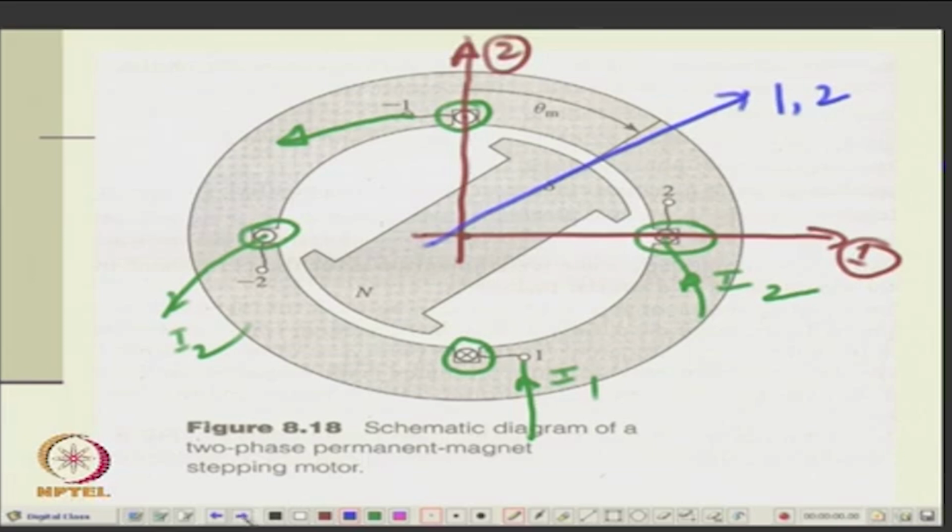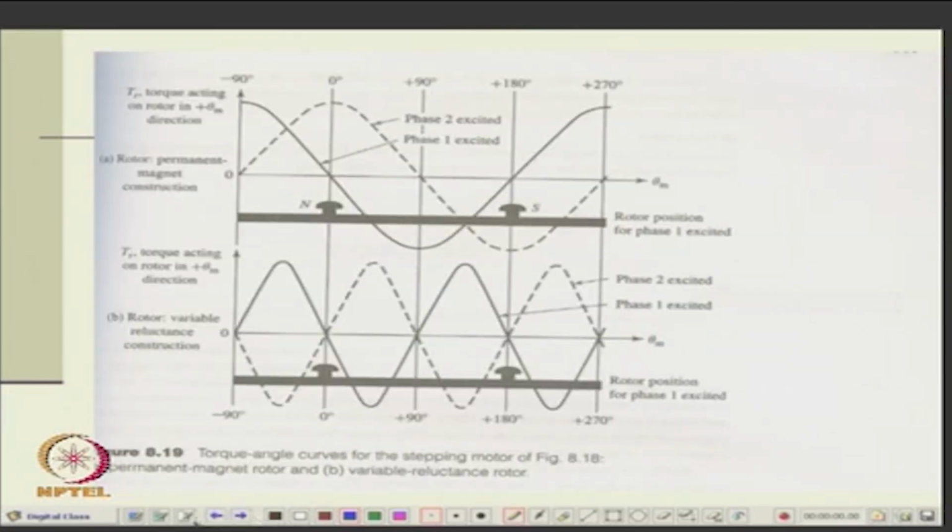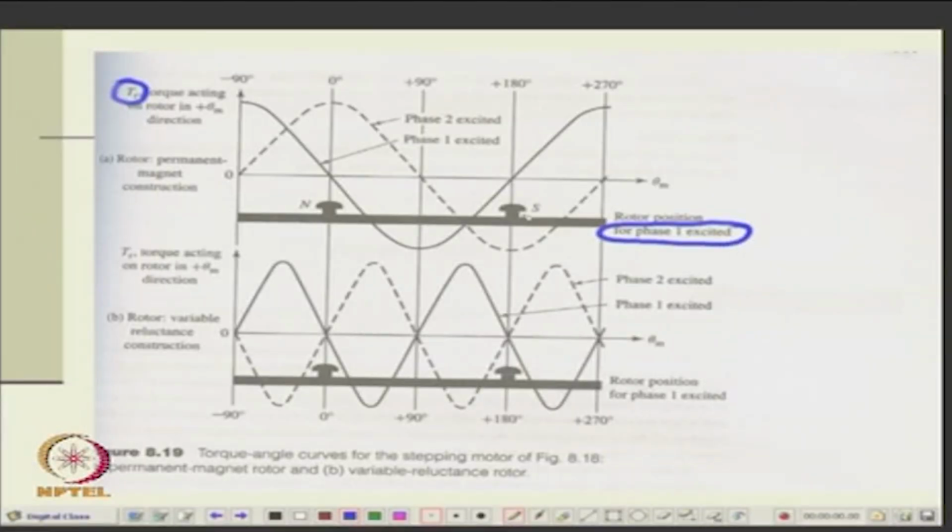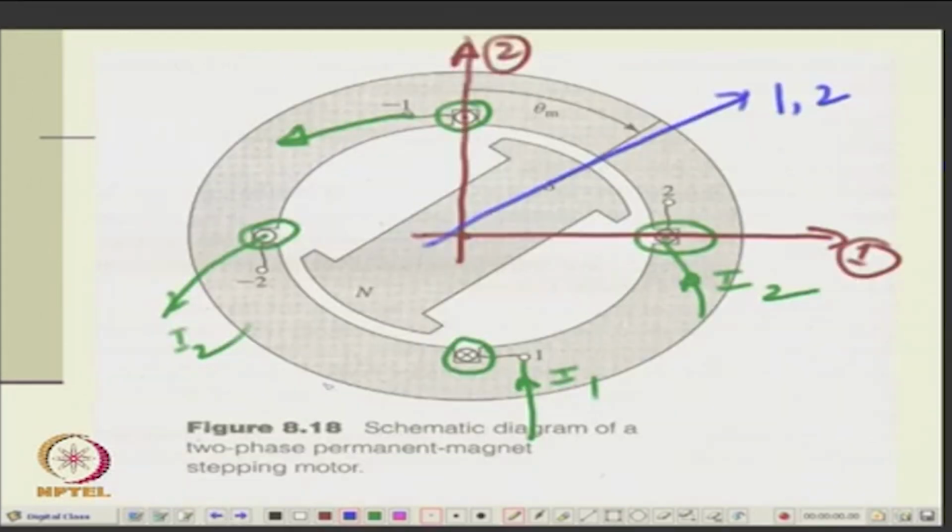Now, let us say, what is the torque acting on the rotor in the plus theta m direction? What is the torque acting on the rotor if you excite with phase 1 excited, okay, only phase 1? At different positions it will experience a torque, is it not? So, at 90 degrees theta m, what will be the torque?